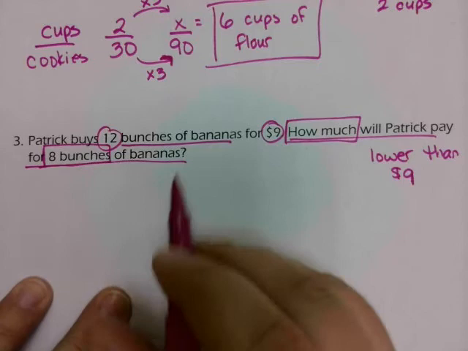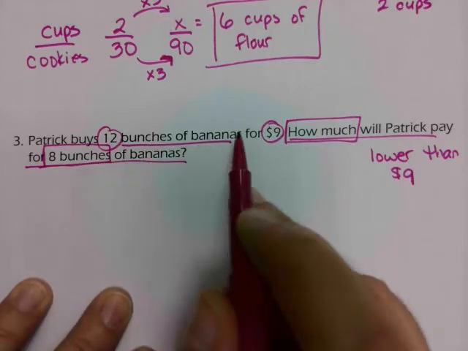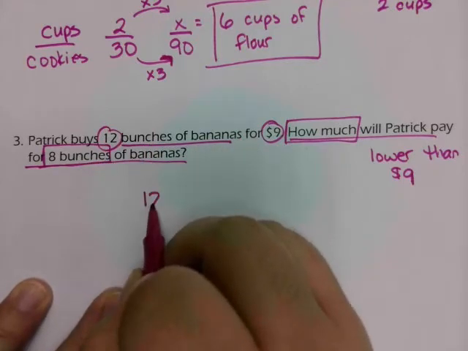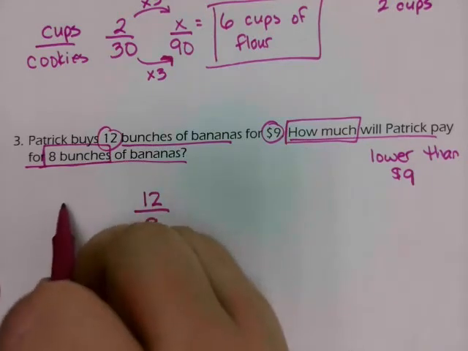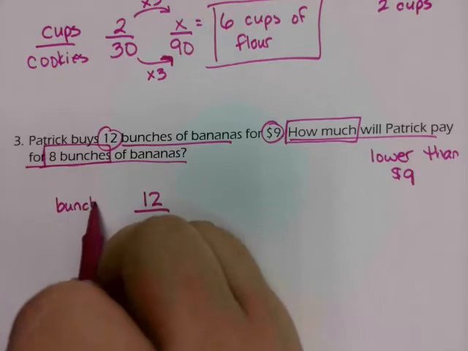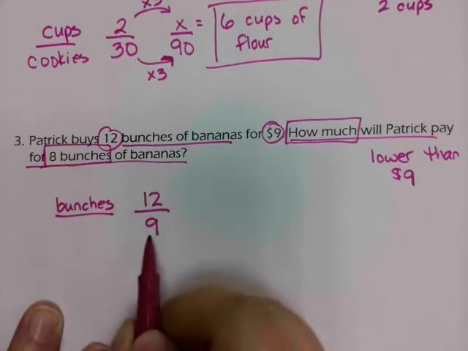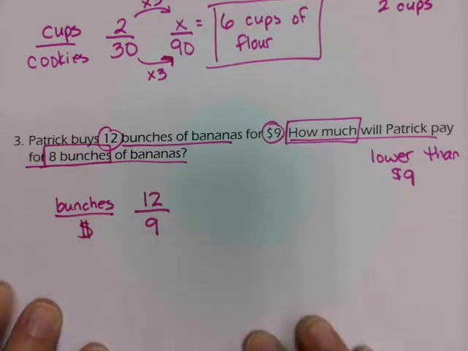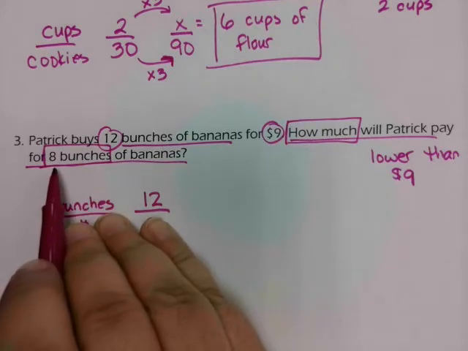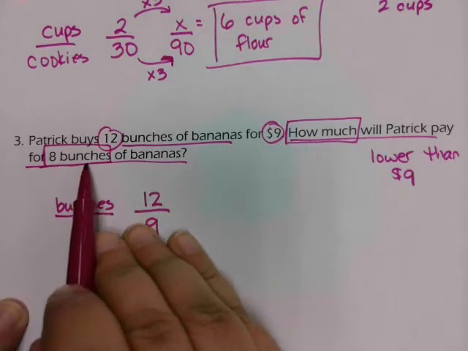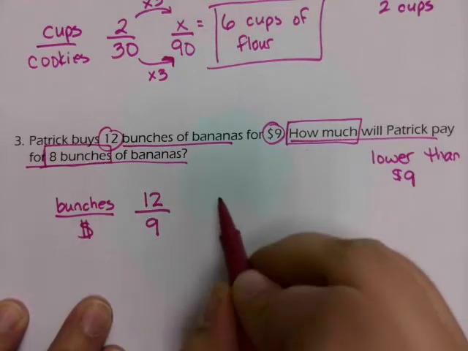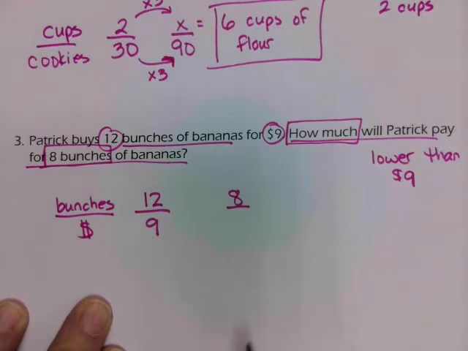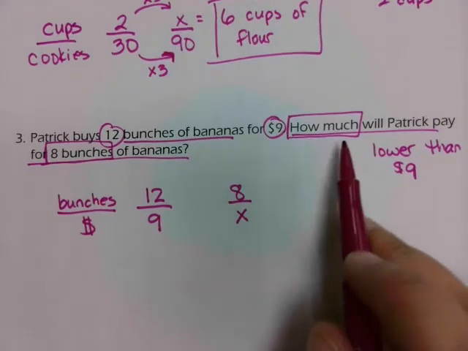All right, my known ratio: we know that he buys 12 bunches of bananas for $9. So 12 and 9 go together. 12 represented bunches, or you could put bananas, it doesn't really matter. And then 9 represented the dollars. And then we need to put this number 8 in. 8 represented bunches, so I'm not going to put it at the bottom because that was dollars. I'm going to put it on top with bunches. And this is what I'm solving for, the blank piece for the dollars, because it said how much.